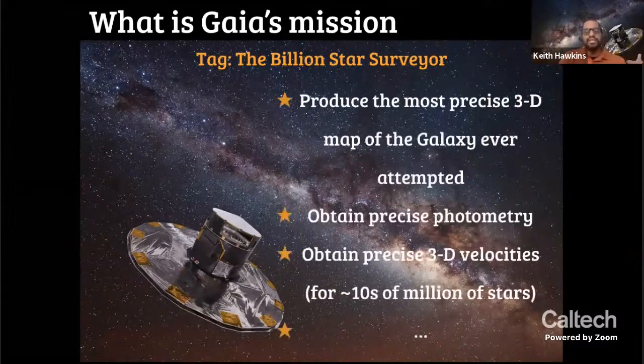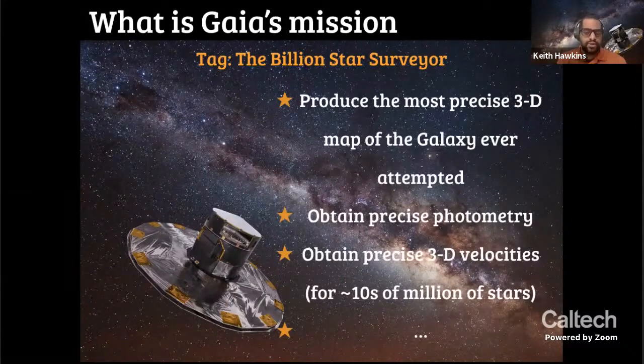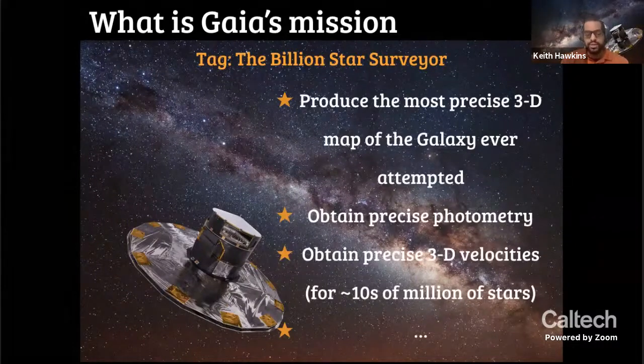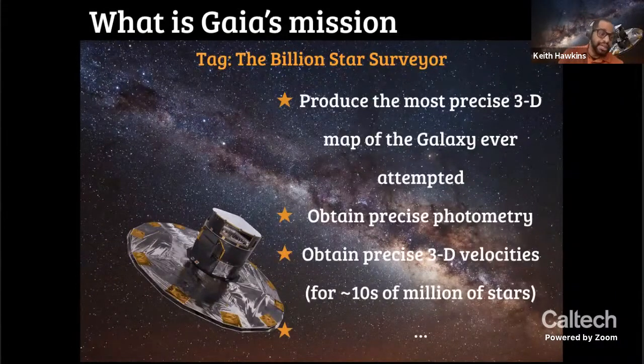The primary idea of Gaia is to produce the most precise 3D map of the galaxy by measuring parallaxes, proper motions, and positions on the sky for about 1 billion stars or so. They've also obtained radial velocities for tens of millions, so the brightest 10 or so million stars. And so this is something that the European community has been really interested in.